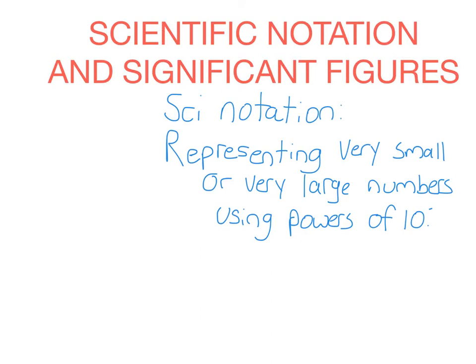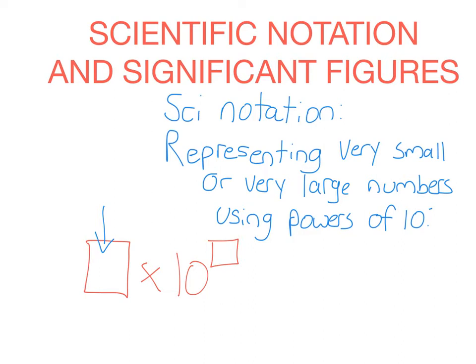Scientific notation is a way of representing very small or very large numbers using powers of 10. Basically, we're taking numbers that have lots and lots of digits and writing them in a much easier to understand way. Now, there is a convention for how we do this. We write the number as something times 10 to the power of something, okay? Now, this first something is always between 1 and 10.